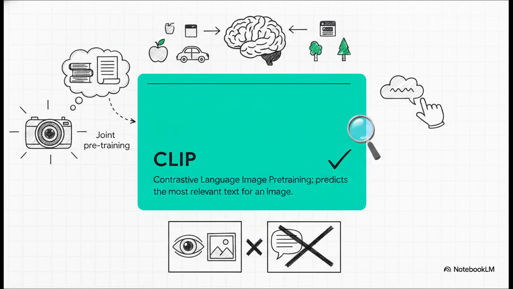Unlike older models, CLIP doesn't just look at pictures, and it doesn't just read text. It jointly pre-trains both the image and the text together. It predicts the most relevant text caption for an image, and it does this without being explicitly optimized for any one particular task. Basically, it learns to recognize objects it was never explicitly taught to see. It's like a giant puzzle coming together on its own.